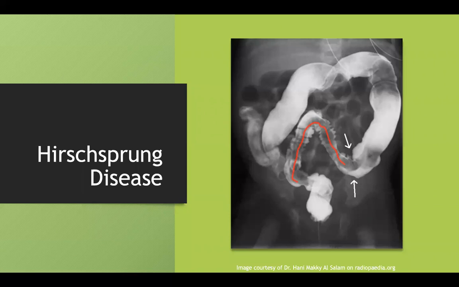Here's another picture of it. You can see right here. This whole region that I just highlighted appears to not have received myenteric neurons, so it can't facilitate peristalsis. So you can see how everything proximal to it is getting very distended.